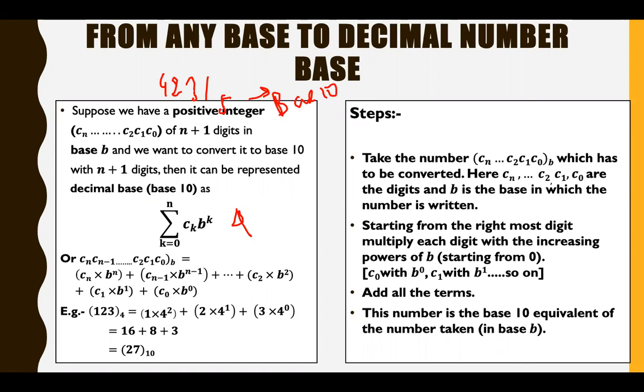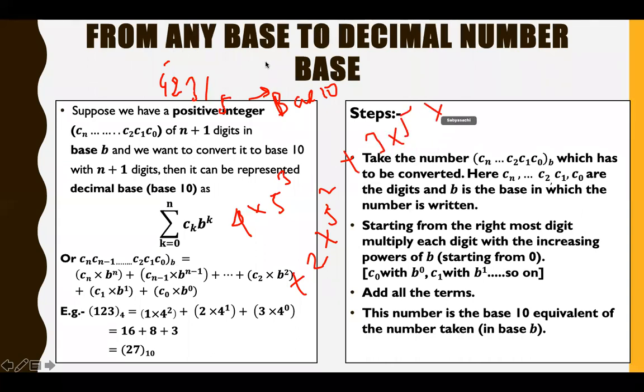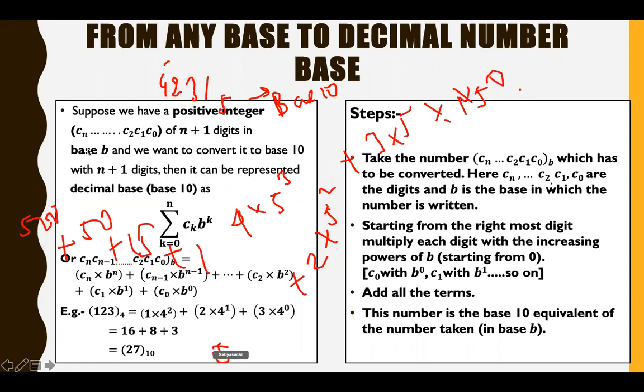So 4, as in base 5 first, and we have to convert this to base 10. So its position here is 3. So 4 into 5 to the power 3, plus 2 into 5 square, plus 3 into 5, plus 1 into 5 to the power 0. So this becomes 125 into 4, that's 500, plus 25 into 2 is 50, plus 15, plus 1. That's 566.